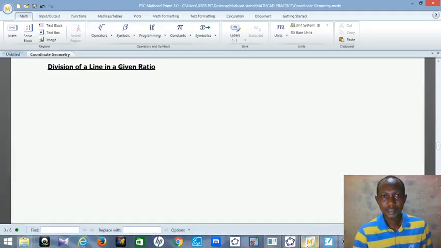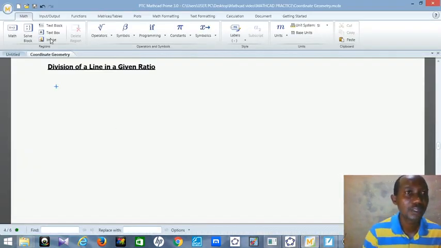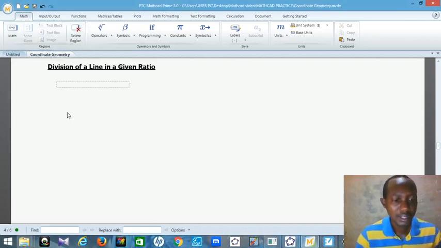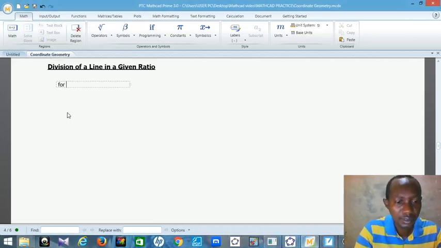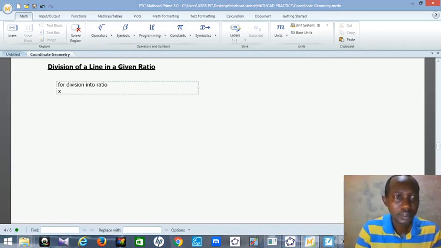Okay, let's go there. So for division into ratio, all you need to do, let's start with the x coordinate now. Let's start for division now. For division into ratio, let's start with the x coordinate. So let's start with x now.